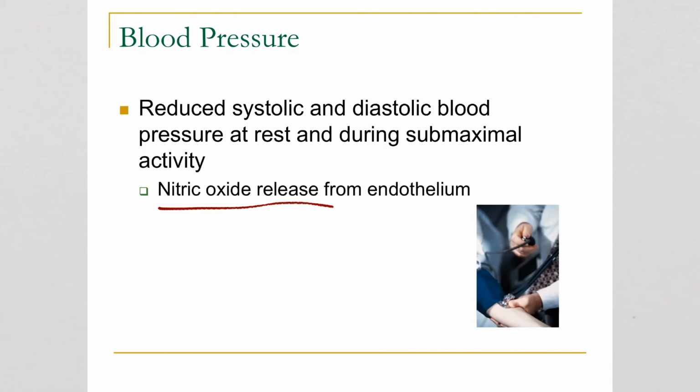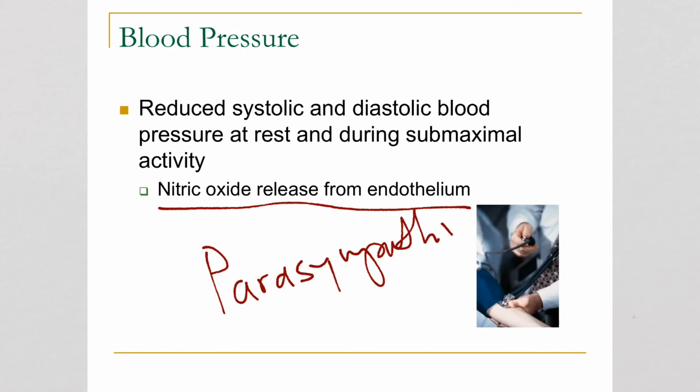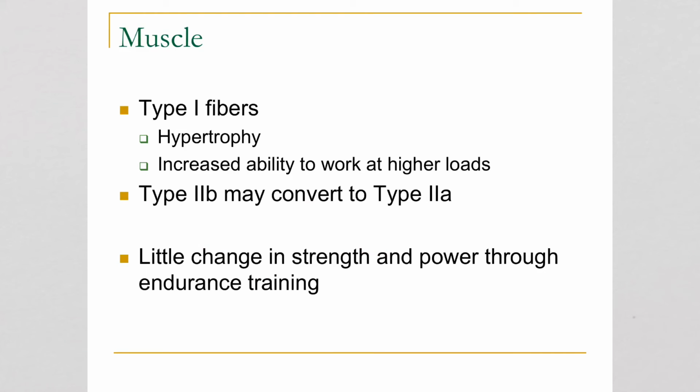Again, efficiency. Our endothelium does a better job releasing nitric oxide. Our parasympathetic system is also a little bit lower. Our parasympathetic system is keeping that tone down in our vessels, just like it keeps the heart rate down, and this leads to some improvements in blood pressure.